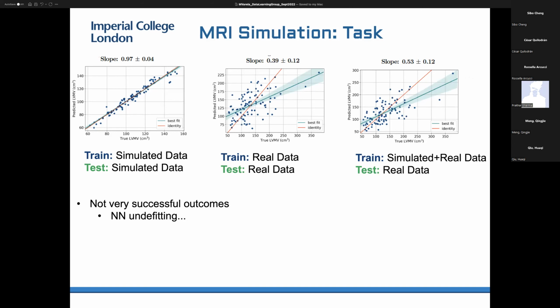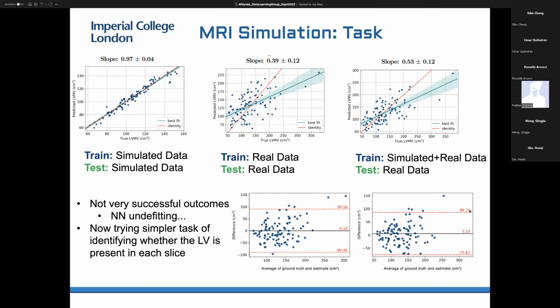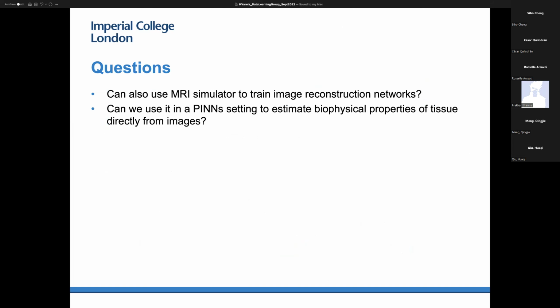So I think the neural network is underfitting slightly, and we're looking into that. We're also simplifying the task a little bit, and we're now trying a task where the network just says, is there a heart or is there a left ventricle in this slice, yes or no? Having said all that, if you look here at the Bland-Altman plots for this task, it's not as bad as these graphs seem to suggest. There's literally no bias in the volume estimation, it's the variability that is quite high still, but this is work in progress. So again, hopefully it will work well.